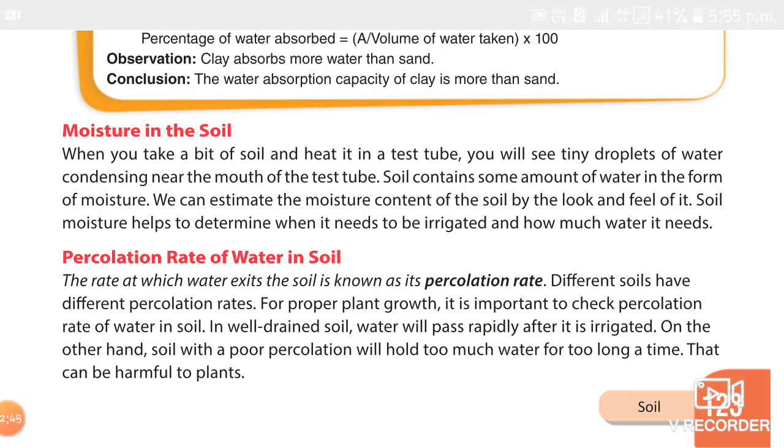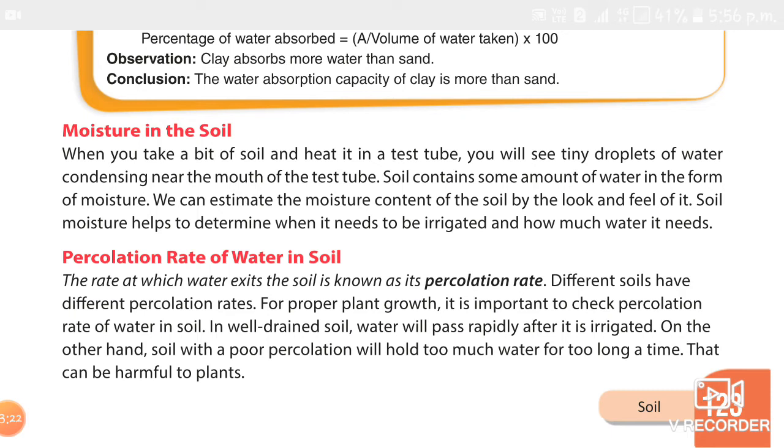An earthworm can only breathe if its body is moist, so it depends on the water held by the soil to keep its body moist. Also, the roots of the plants absorb the water held by the soil. So for the proper growth of the plants, it is important to check the percolation rate of water in the soil.